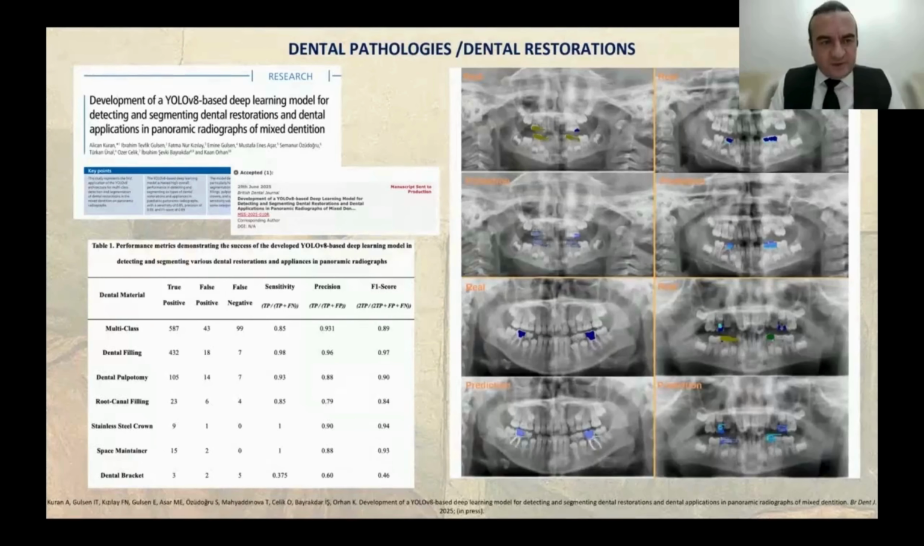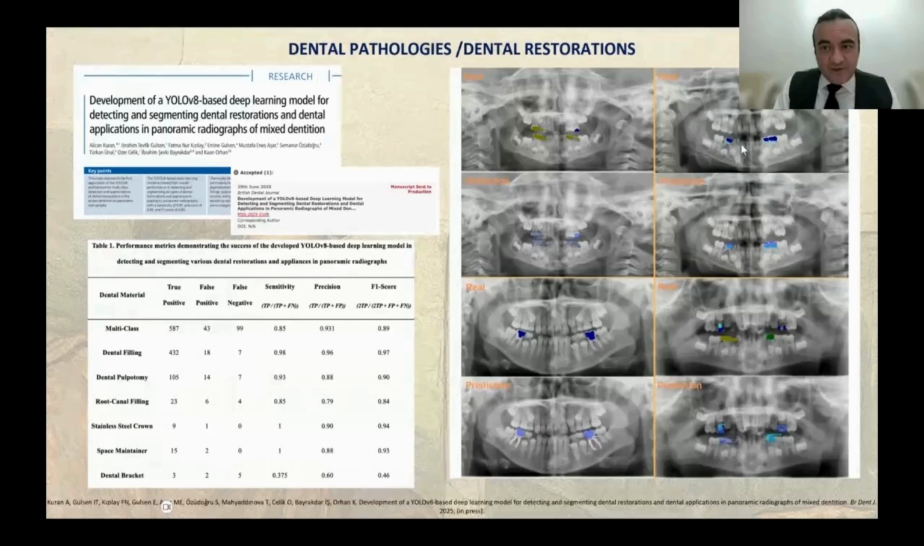Recently, we also developed a YOLO-based deep learning model for detecting and segmenting dental restorations. This study is quite important and also quite interesting. As you can see, the segmentation of dental restorations is quite straightforward. Pretty much, whether you are using supervised, unsupervised, or reinforcement learning, it can pick up the dental restorations all the way.